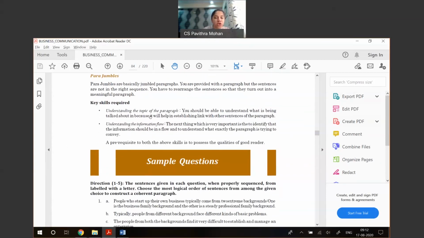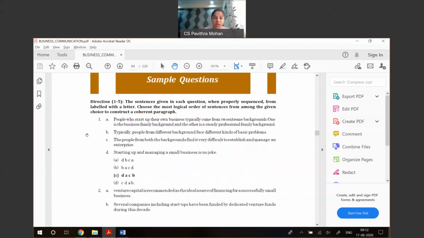Here, understanding the topic of the paragraph is very, very important, like what they are talking about, whether they are talking about technology, irrigation, agriculture, whatever it is. First understand what they are talking about, and understand the information flow, how it is flowing, how it started, how it is going to end. That becomes relatively important. You have to interpret these two things, only then can you go on understanding and interpreting a paragraph.